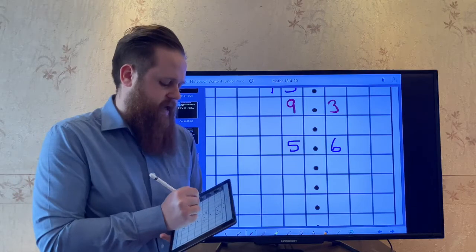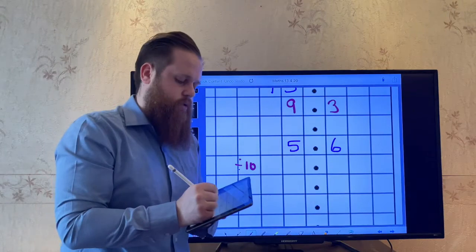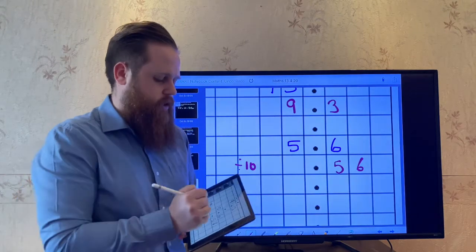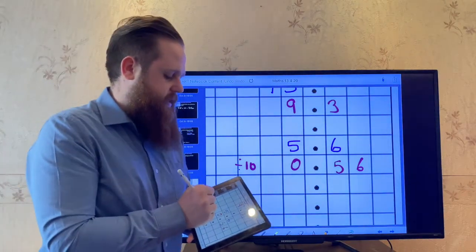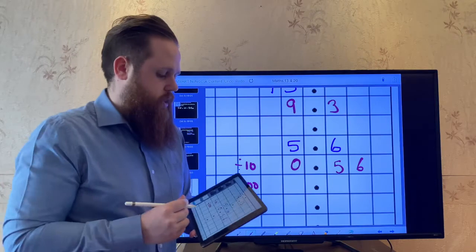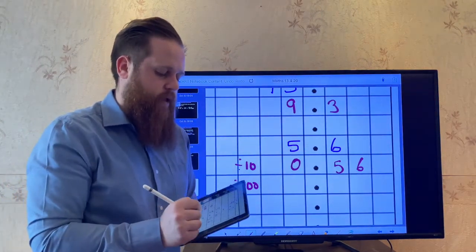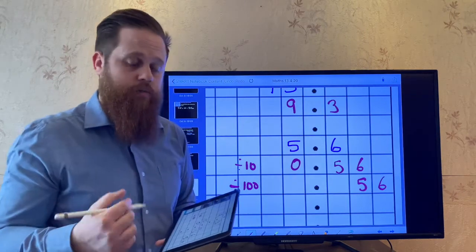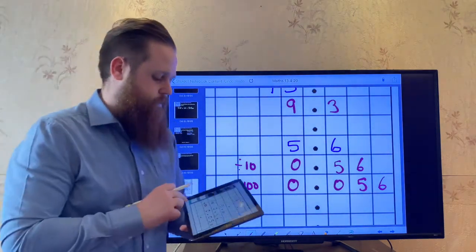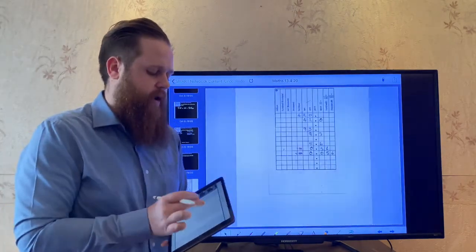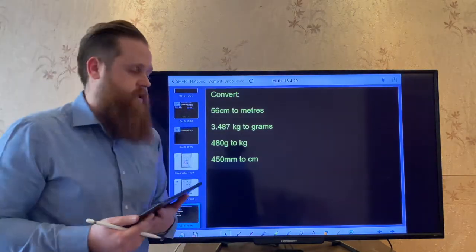Okay, so dividing by 10, I'll do that here. Move it all 1 place to the right, becomes 5 there and 6 there. So it's actually 0.56. And I now want to divide 5.6 by 100. The 5 moves 2 places to the right, so that would be there. The 6 would go there, 2 places, and it would be 0.056. Okay, excellent work if you got all of those correct. Now then, have a go at converting these.